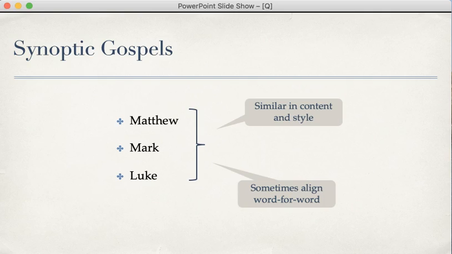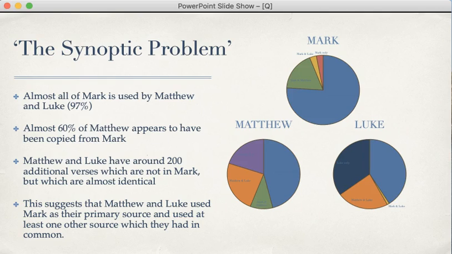When we look at Matthew, Mark and Luke though, one thing that stands out is that almost all of Mark appears almost word for word in Matthew and Luke. So much so that it seems that Matthew and Luke probably had a copy of Mark in front of them when they wrote their Gospels, and they copied much of Mark directly into their Gospels. Something like 97% of Mark is actually found in Matthew and Luke. And almost 60% of Matthew appears to have been copied from Mark.